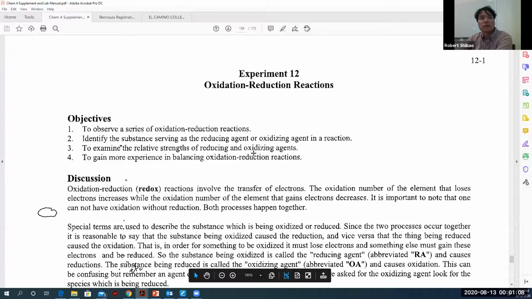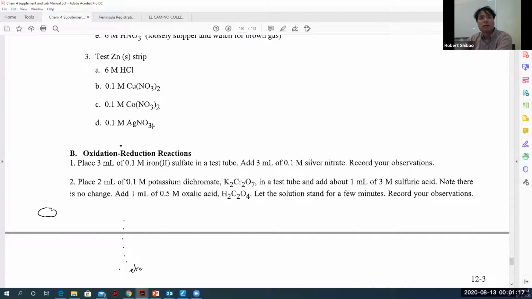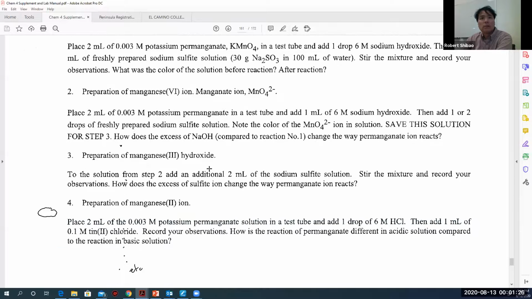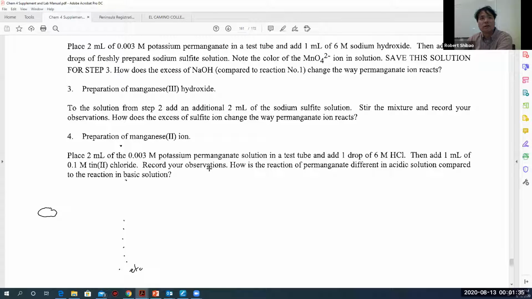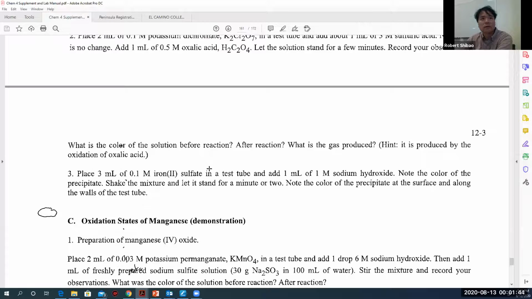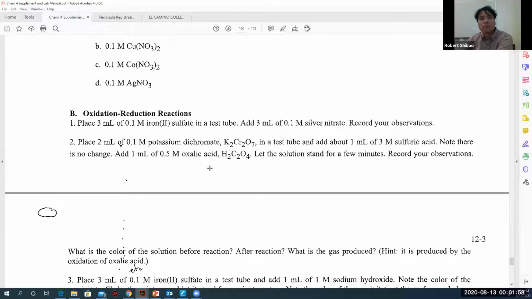Okay, experiment 12 is oxidation reduction in your lab notebook. Actually, they changed this lab. All right, this is different than the lab I do. I usually have a little bit more redox. These are the redox ones I was planning to do as a demo: iron 2 sulfate and silver nitrate, potassium dichromate, sulfuric acid, and oxalic acid.